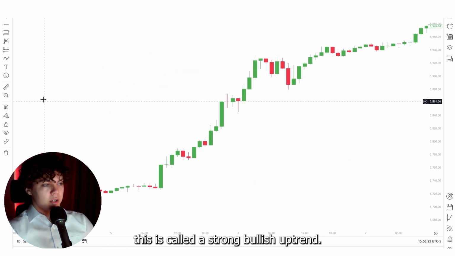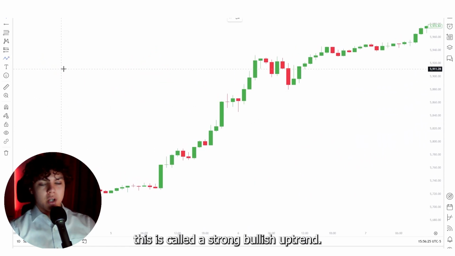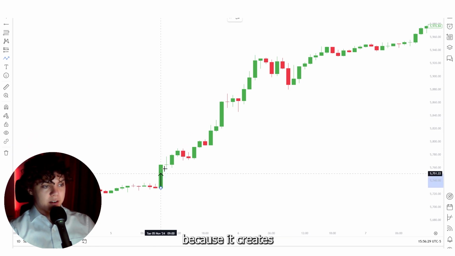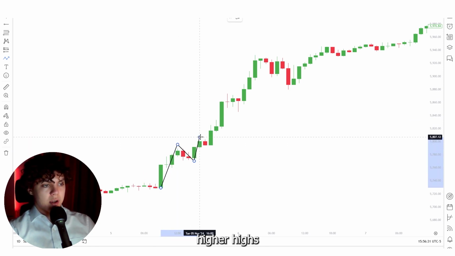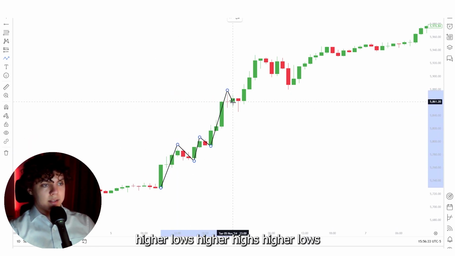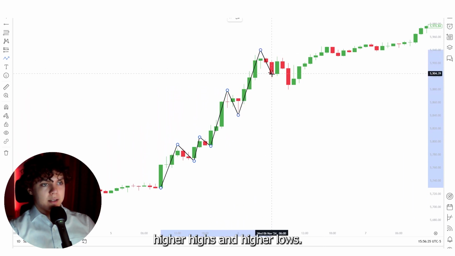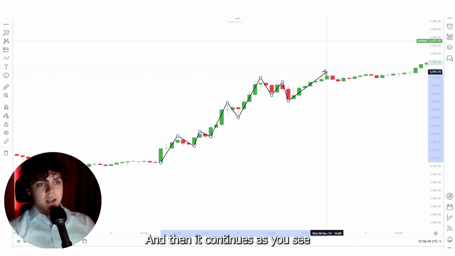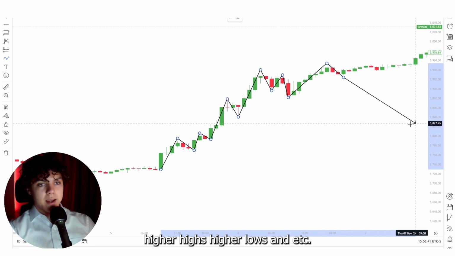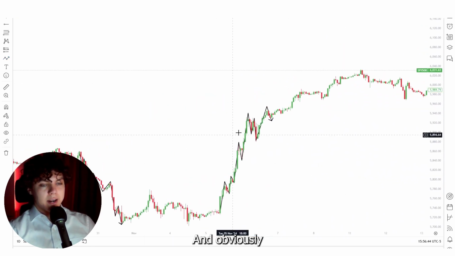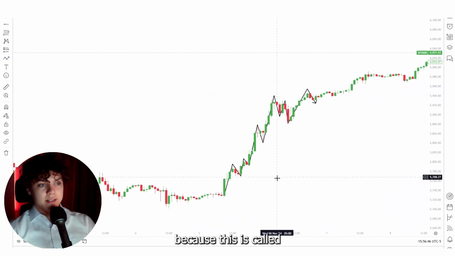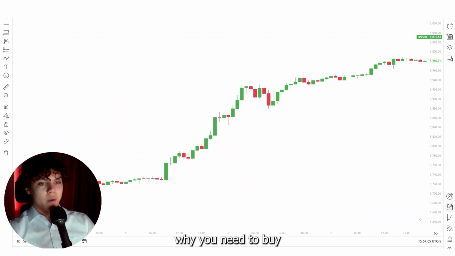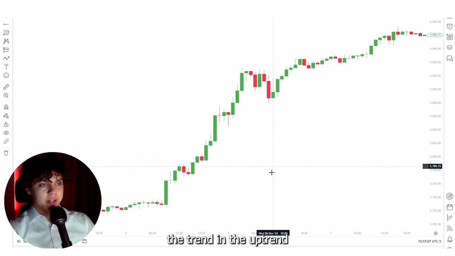And then right here, this is called a strong bullish uptrend. In this scenario you have to look for buys because it creates higher highs, higher lows, higher highs, higher lows, and a little bit of sideways movement, and then it continues. As you can see, higher highs, higher lows, and so on. And obviously in this kind of scenario you have to look for buys because this is a strong bullish uptrend.